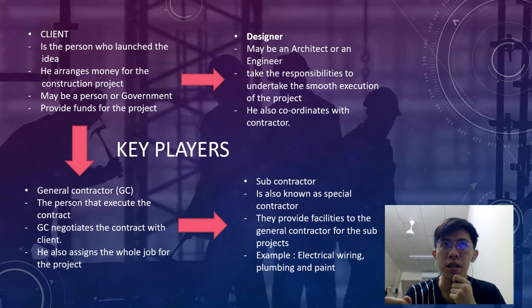And next is the designer. The designer may be an architect or an engineer. The designer takes the responsibility to ensure the smooth execution of the project. He also coordinates with the contractor. And the third one is the general contractor, the GC. The GC is the person that executes the contract. He negotiates the contract with the client. He also aligns the whole job for the project with subcontractors and designers.